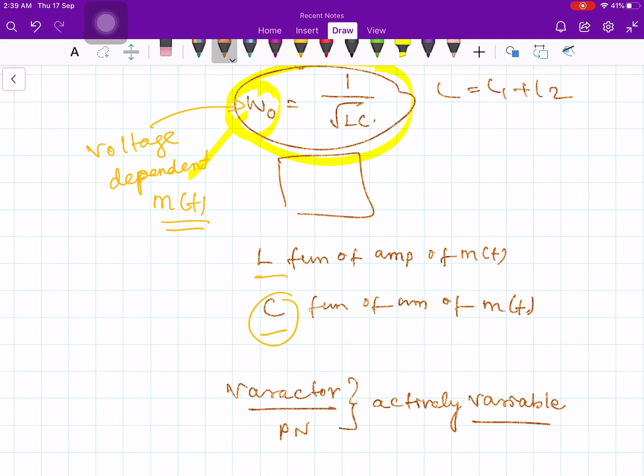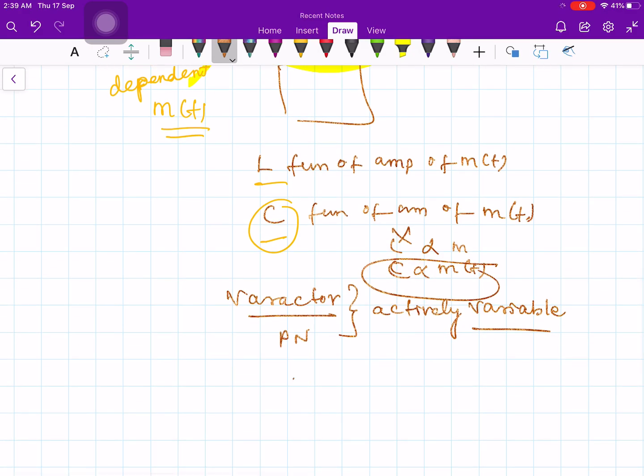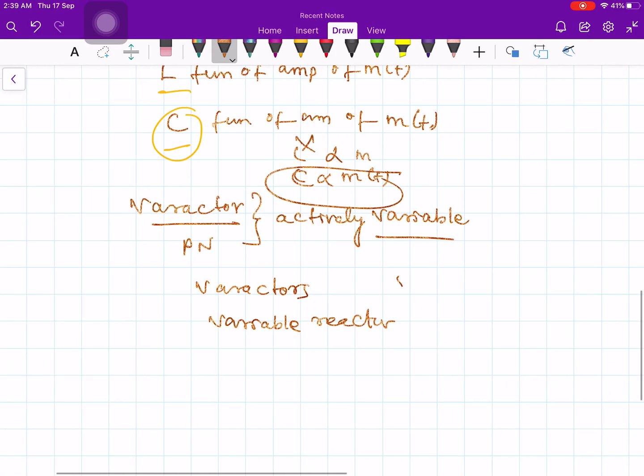So that is voltage dependent. Reactances which satisfy this property, I mean your C depends on the M of t, or L depends on M of t. Here I am considering L, C. Components which have this property are known by the name of varactors, or variable reactors. Sometimes people also call them varicap. So the varactors are variable reactors, and it depends on the voltage.